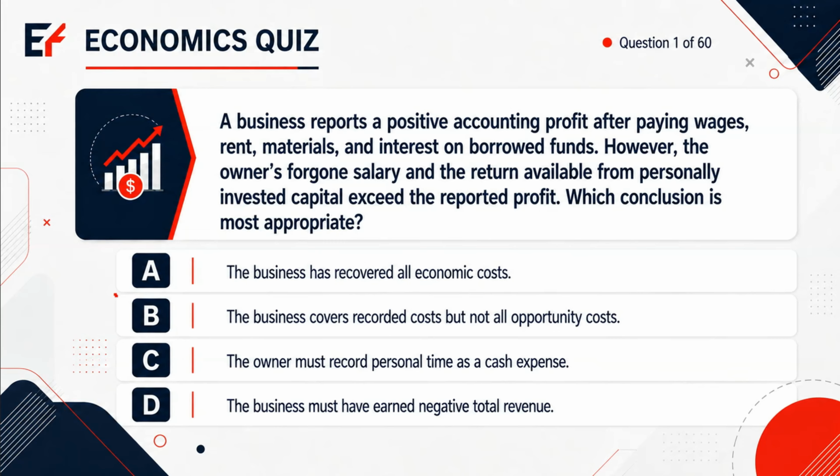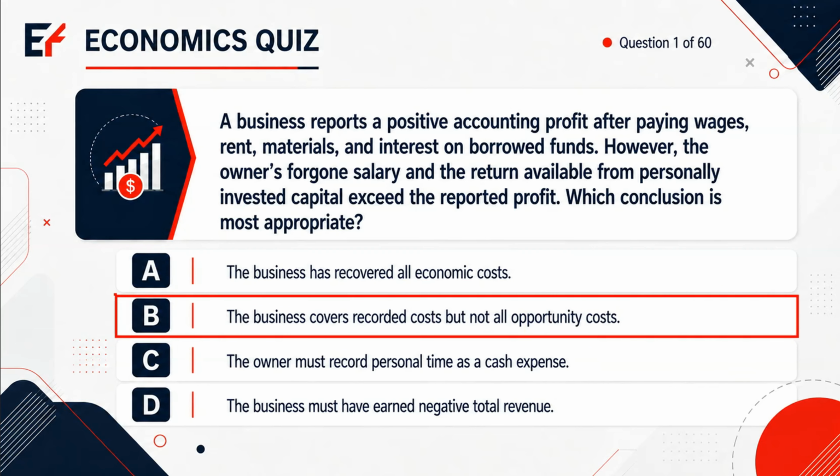Let's break this down. Accounting profit considers explicit costs such as wages, rent, materials, and interest payments. However, economic profit also includes implicit costs, such as the salary the owner gives up and the return forgone by investing personal capital in the business. Since those opportunity costs exceed the accounting profit, the business covers its recorded costs, but not all economic costs.